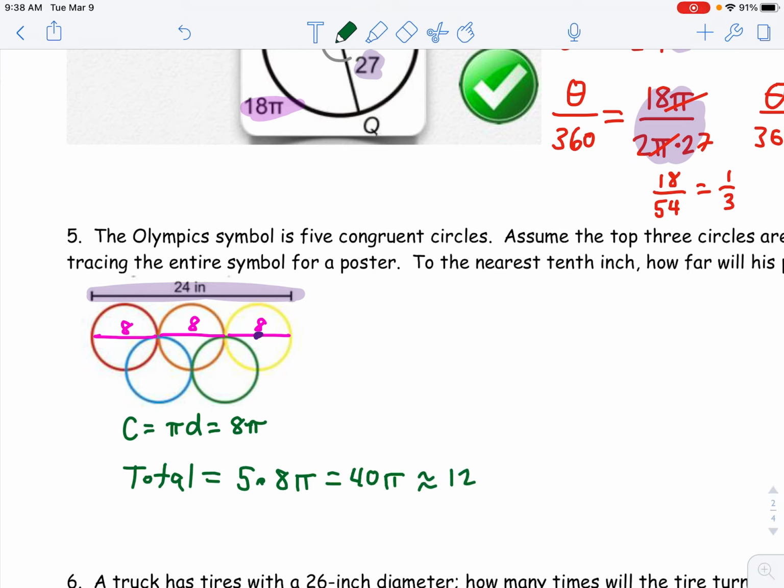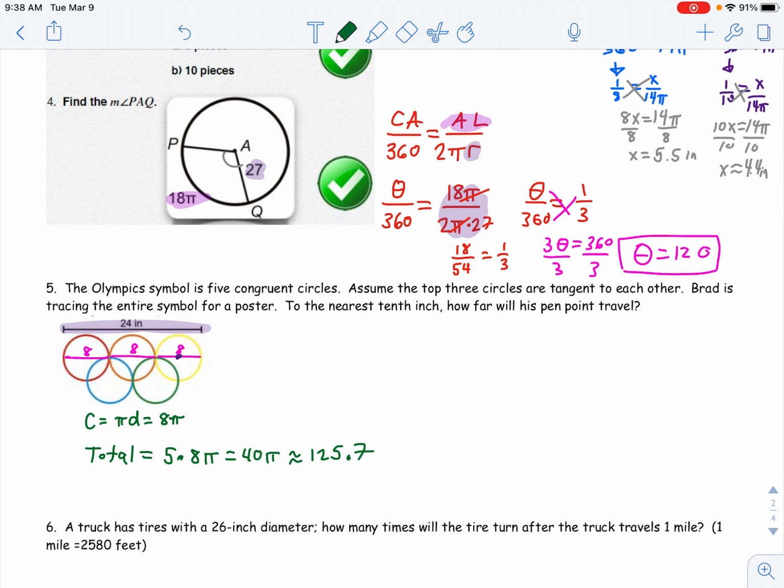And then remember, I always like to wait till the very end to plug things into my calculator. It says round to the nearest 10th, so about 125.7 inches. That's how far his pen will travel. All right, that's a lot. That's like over 10 feet.